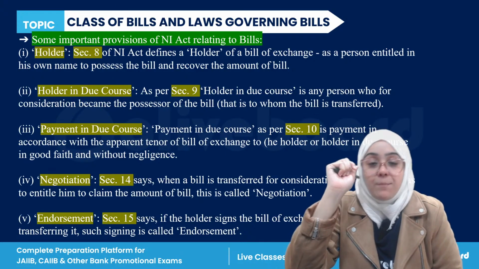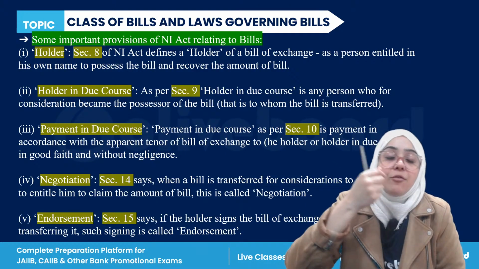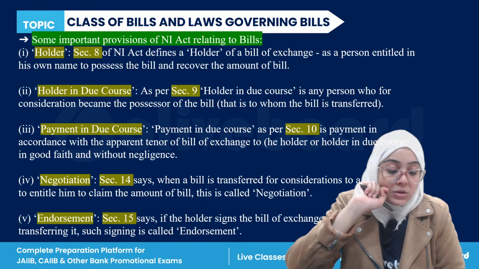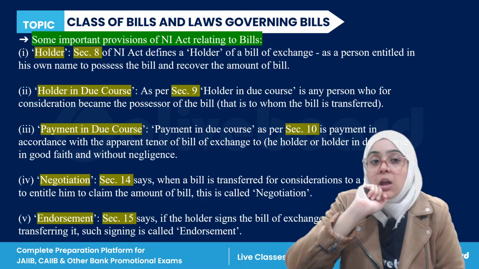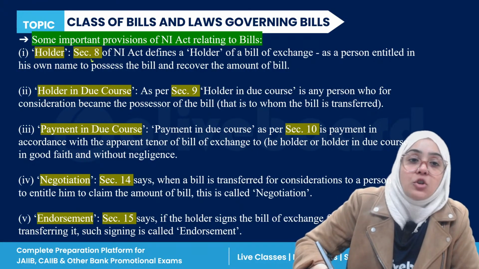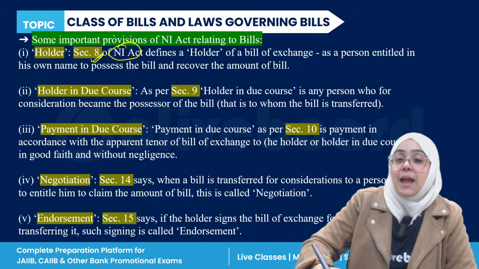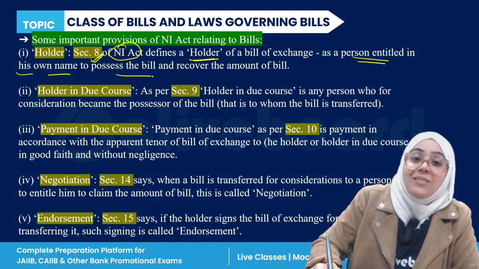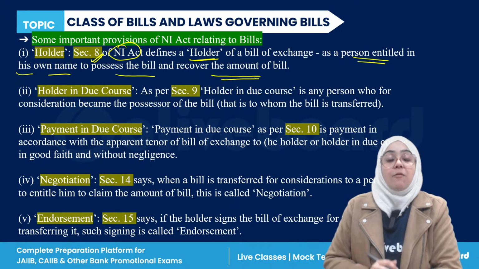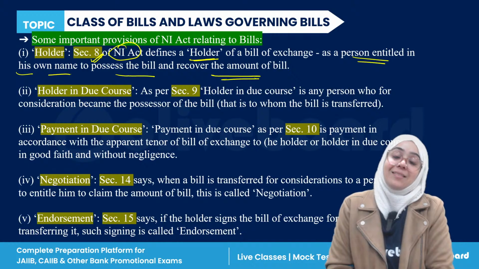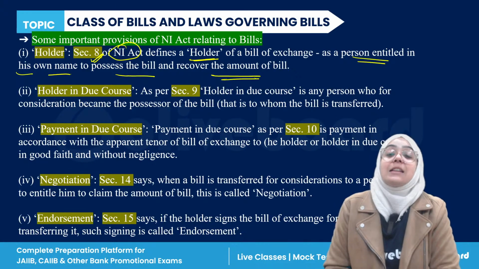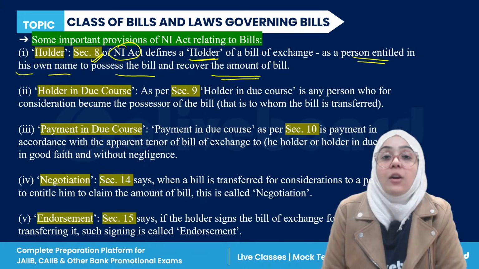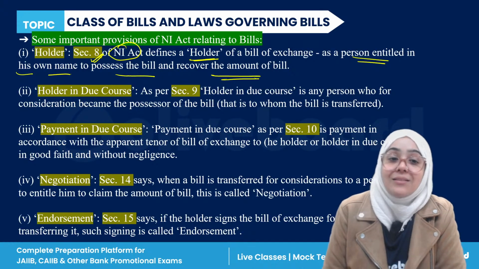Now, some of the important provisions of the Negotiable Instruments Act. First of all, there is a holder in the bill of exchange. Now, who is the holder? According to Section 8 of the Negotiable Instruments Act, the holder is defined as the person who is entitled in his own name to possess the bill and recover the amount of money. The one person who actually possesses the bill of exchange and is entitled to recover the amount of money, that person is known as the holder, according to Section 8.